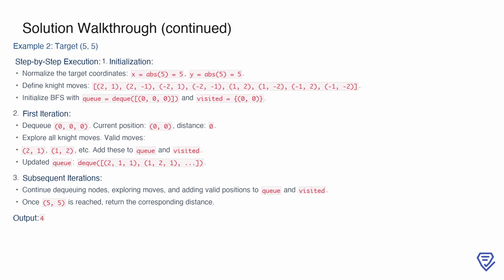As we proceed through subsequent iterations, we continue the BFS process, dequeuing positions, exploring valid moves, and adding new positions to the queue while marking them as visited. The BFS ensures that we reach the target in the minimum number of steps, as it explores all positions at a given distance level before moving further. Eventually, we reach the position (5, 5), and the corresponding distance, 4, is returned as the output.